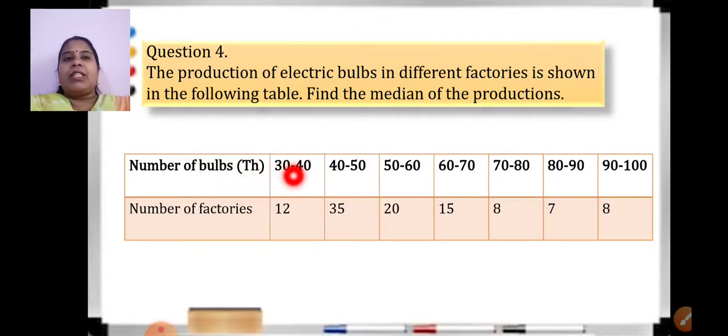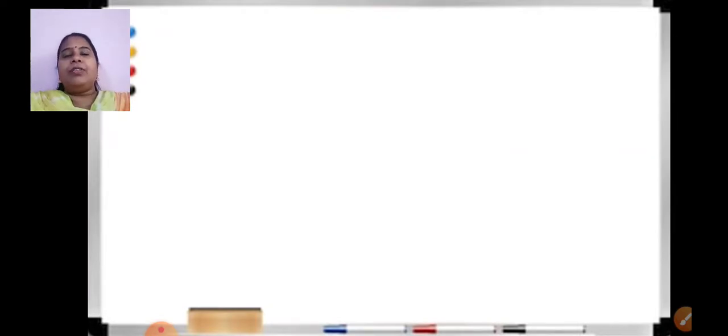The range is given as 30 to 40. Number of factories 12. 40 to 50 35. 50 to 60 20 and so on. All these classes, as you are able to see it, are continuous. You don't have to make any class continuous. So all the classes are continuous to us. The only care has to be taken here that it is number of bulbs and it is in thousands. Okay, so now let us find the median of this.